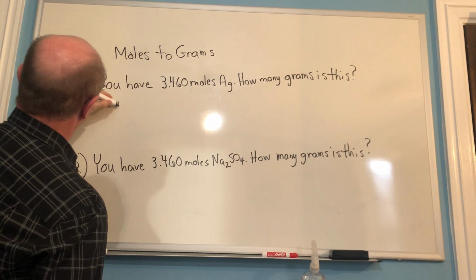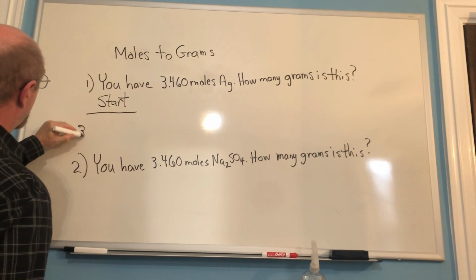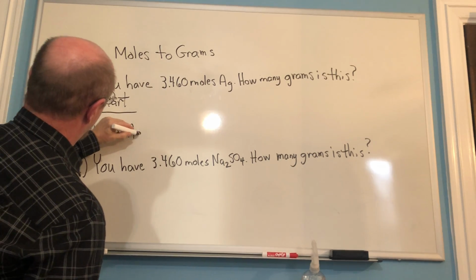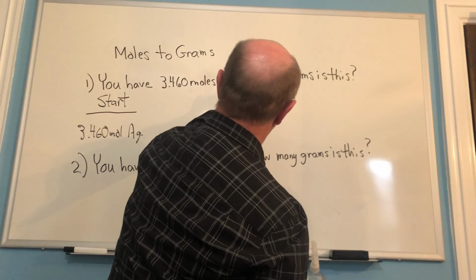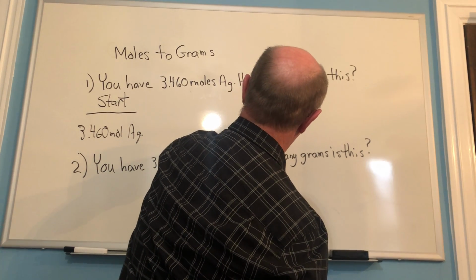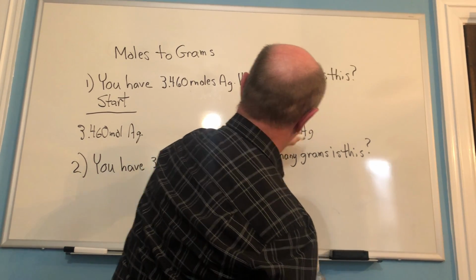So starting is 3.460 moles of silver. And our end, the units are grams silver.